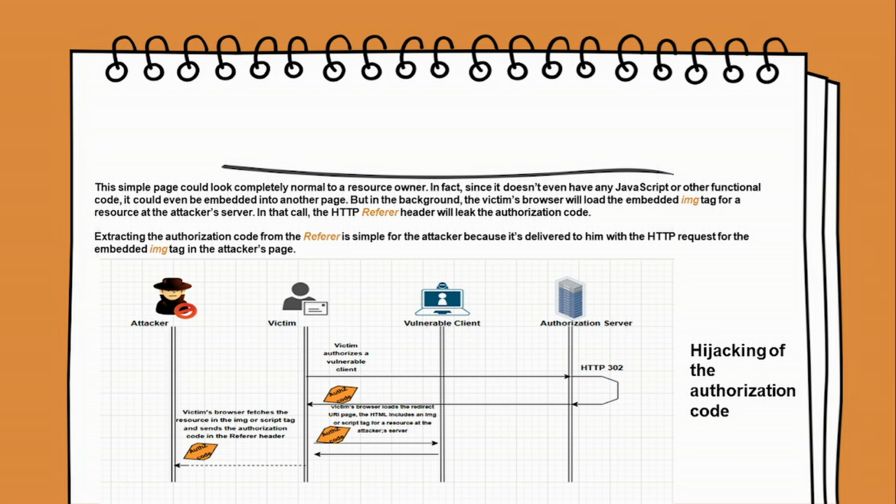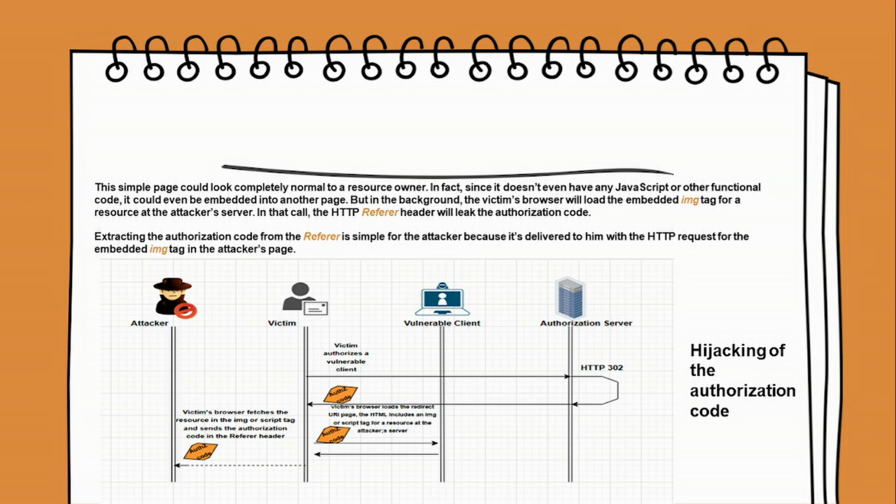So how is the authorization code getting leaked? Through the HTTP referrer only. Because the victim's browser loaded the embedded img tag, the image tag, right, for the resource at the attacker's server. Extracting the authorization code from the referrer is simple for the attacker because it is delivered to him with the HTTP request for the embedded img tag in the attacker's page. So now it's easy for the attacker to get access to the authorization code from the referrer, right?